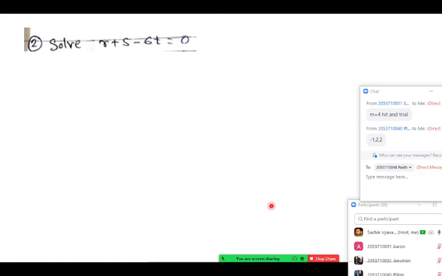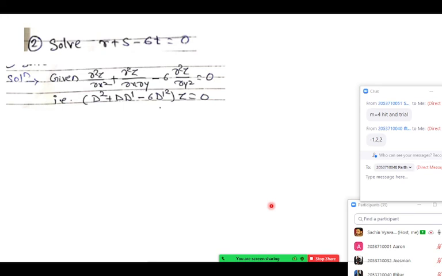Sometimes the question can come in this form also. Already in the first session we saw these standard notations that can be used in PDE. So the differential equation is dou 2z by dou x square plus dou 2z by dou x dou y minus 6 times dou 2z by dou y square. If we replace dou by dou x as a capital D and dou by dou y as D dash, the equation comes D square plus DD dash minus 6D dash square of z equal to 0.